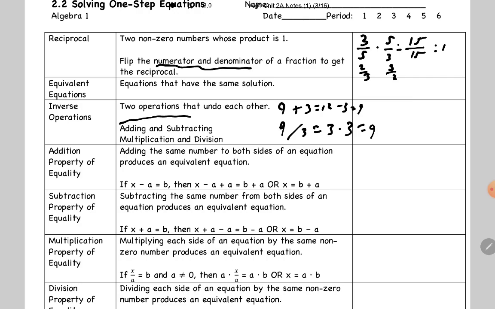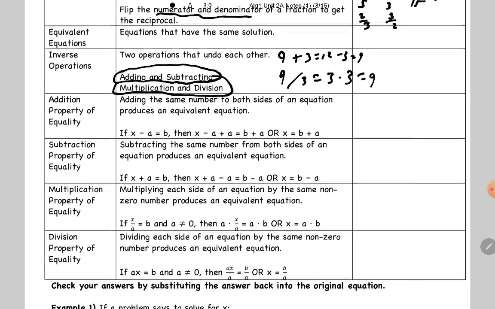So adding and subtracting are opposite or inverse operations. Multiplication and division are opposite or inverse operations. And then we're going to look at these 4 properties. And basically, we're gonna do examples and work through this to explain these.